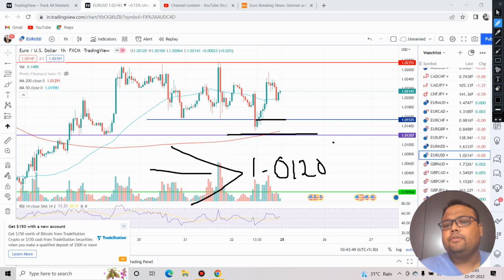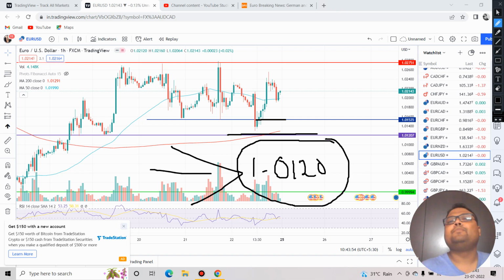In case you find Euro USD breaking this level, then obviously we can take a sell position as well by next week. Let's see how the market reacts after the market opening, then only we can decide. But as of now, the market is sideways, so consider the market to be a sideways market and take the position accordingly. Keep in mind, this is my analysis, my opinion.